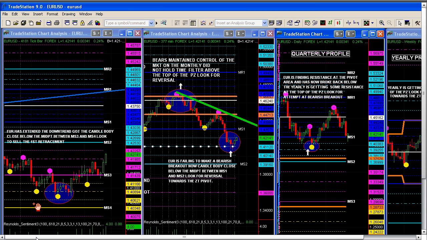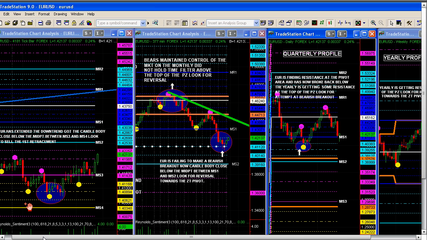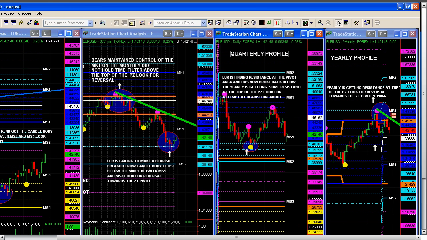Long-term overpowers short-term, and most traders make the mistake by looking at too small of a time frame, and they don't know what's going on in the big picture. So we want to see what's going on over here on the yearly, and you can see right now the market is being blocked at the 1.45792 area, which is the top of the persistence zone on the year.